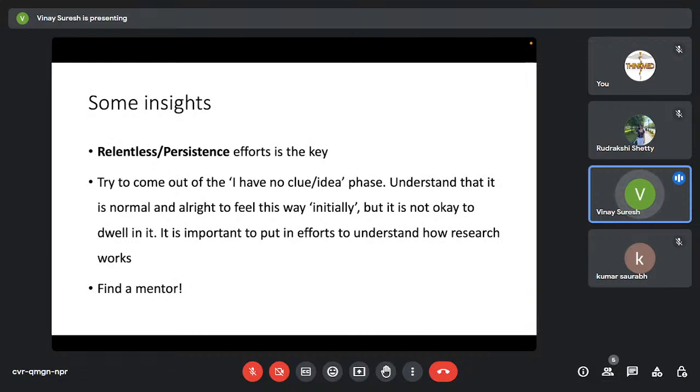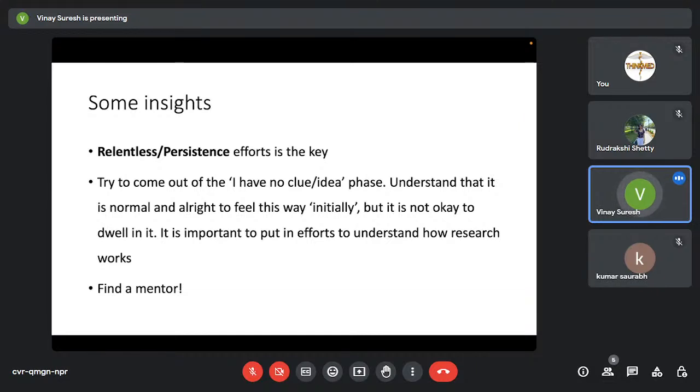Some more insights that I'd like to share before I end my talk: relentless and persistent effort is the key. Because what I've seen is that there are many people, hundreds of people, who approach mentors on a daily basis saying that I'm interested in research. What do I do? What do I do when someone approaches me? I give them clear-cut instructions. Okay, these are the skills, exactly what I explained today. These are the skills you need to develop.